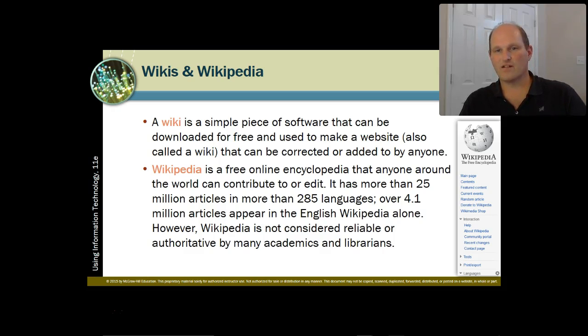Wikipedia is a free online encyclopedia that anyone around the world can contribute to or edit. It has more than 25 million articles. And you guys know that this is great for looking up really quick information. But as you well know, and I'm sure every one of your instructors has said, this is not a peer-reviewed site, so don't use it for citing articles for a research project. You will get laughed at on that one. Please don't do that on a research paper anywhere.